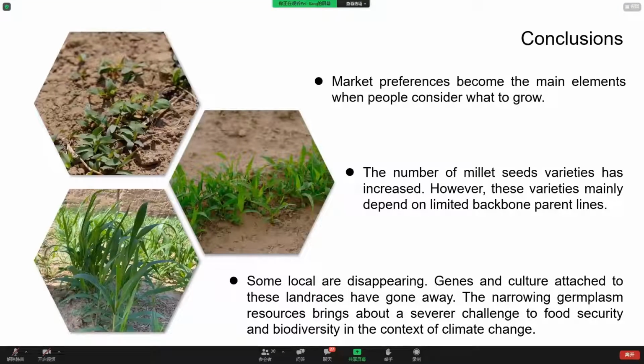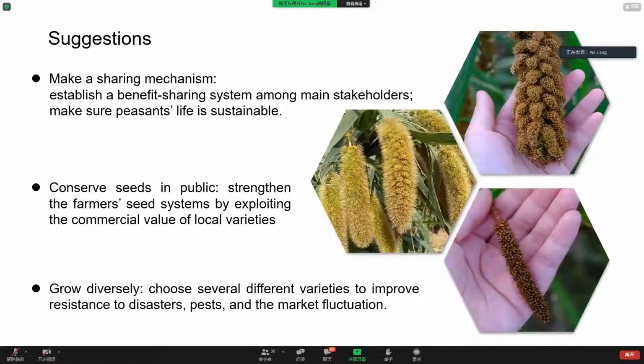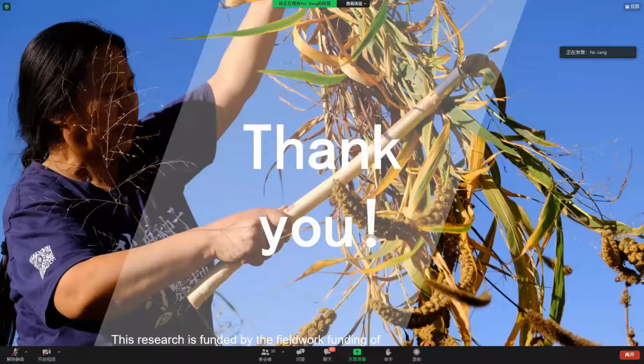My research reviews the dynamics of the millet seed industry in Alhan. After this policy review and fieldwork, I reached three main standpoints and conclusions as well as three main policy suggestions. Due to the time limits, I'm not going to explain them in great detail. So that's all of my research. Thanks for listening.